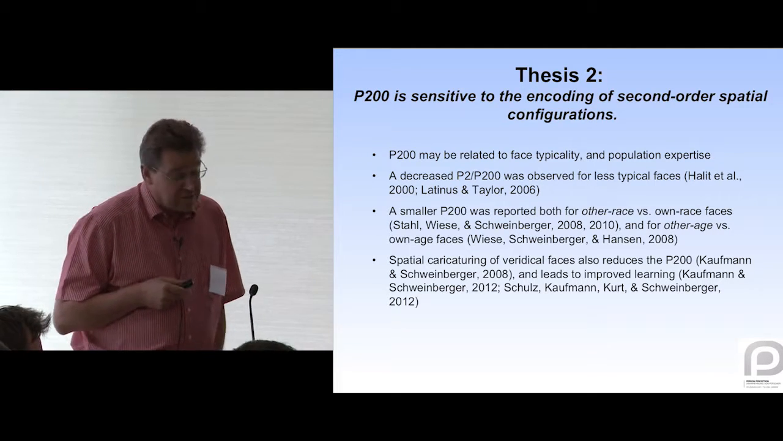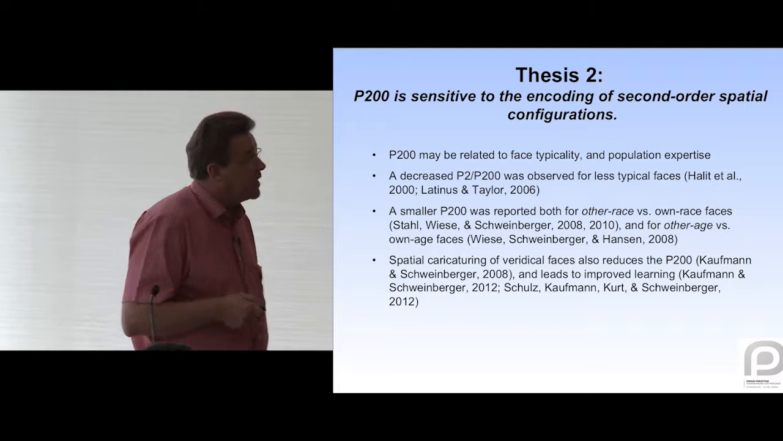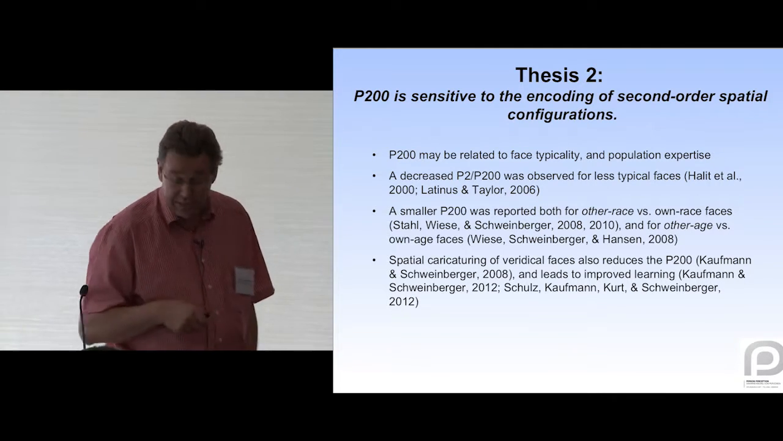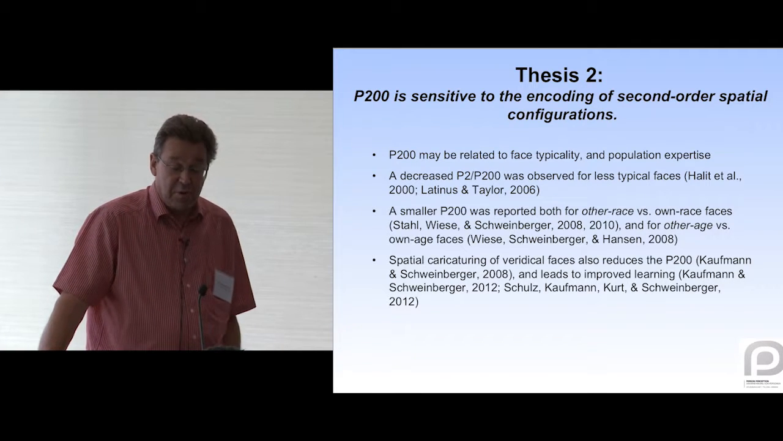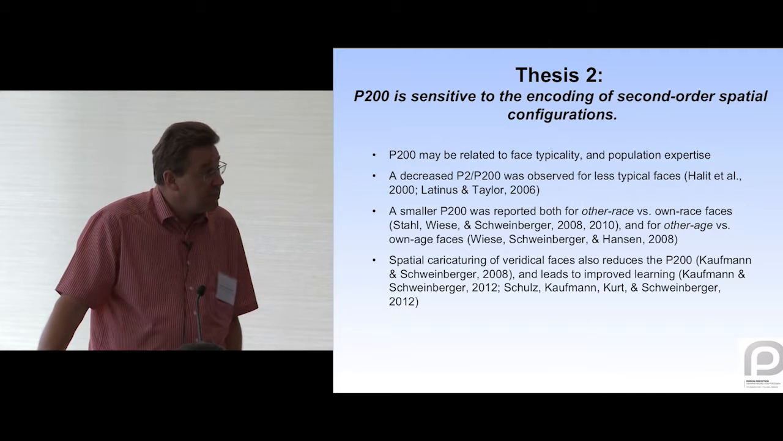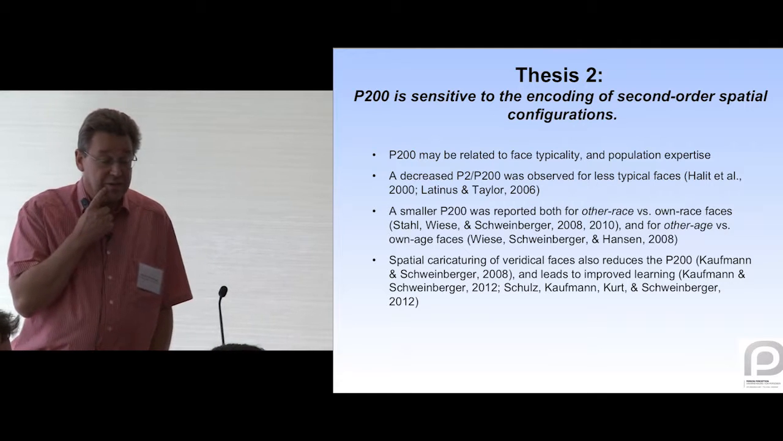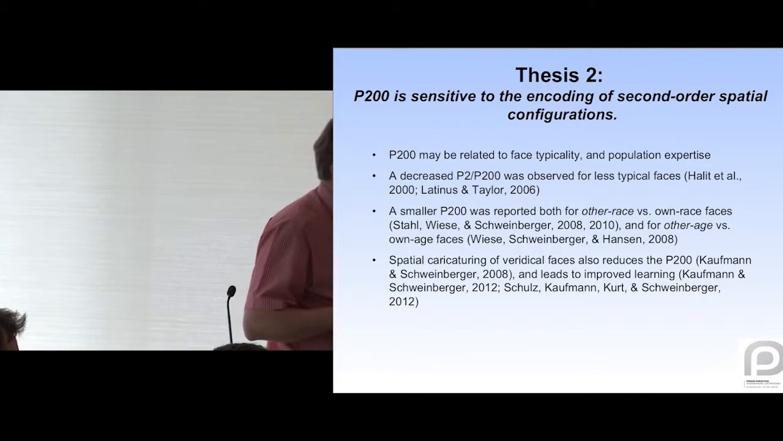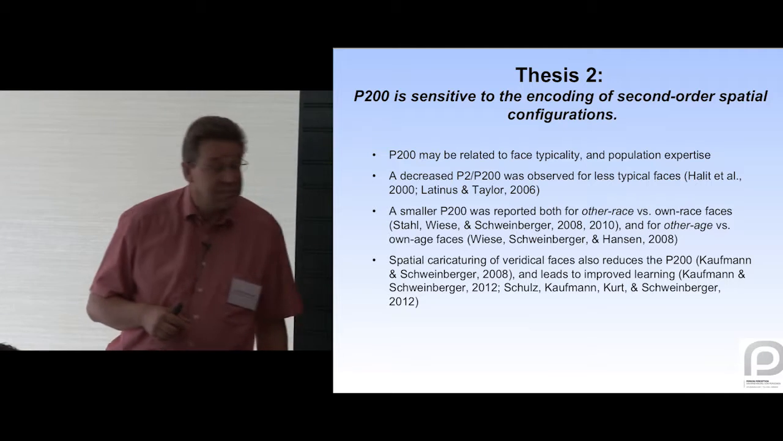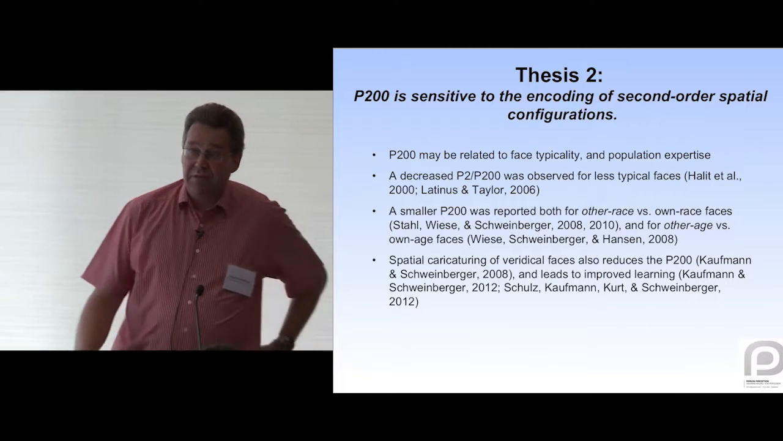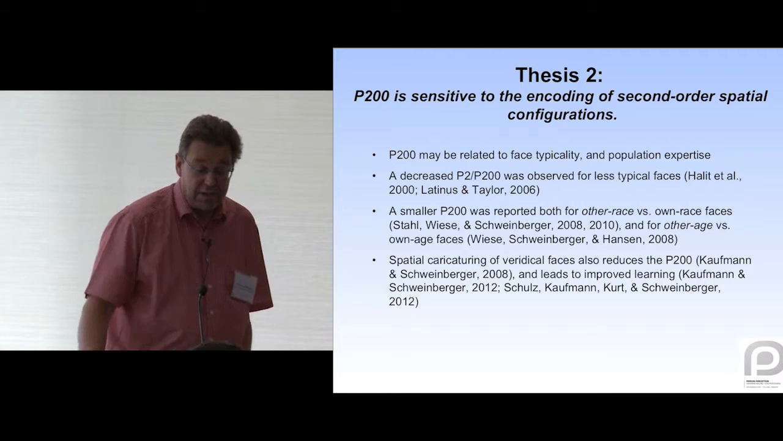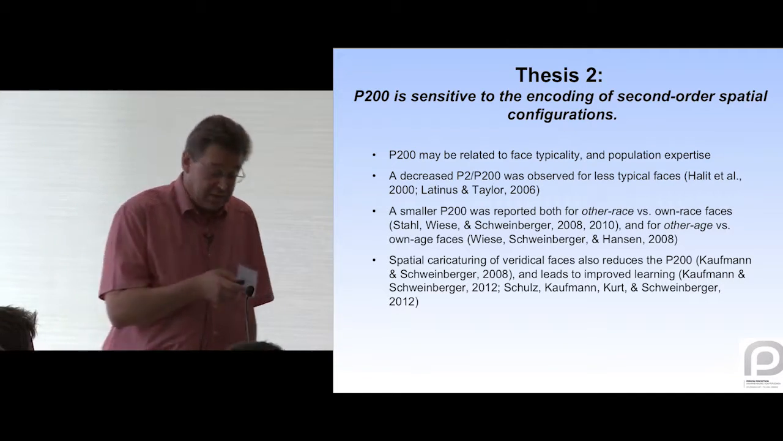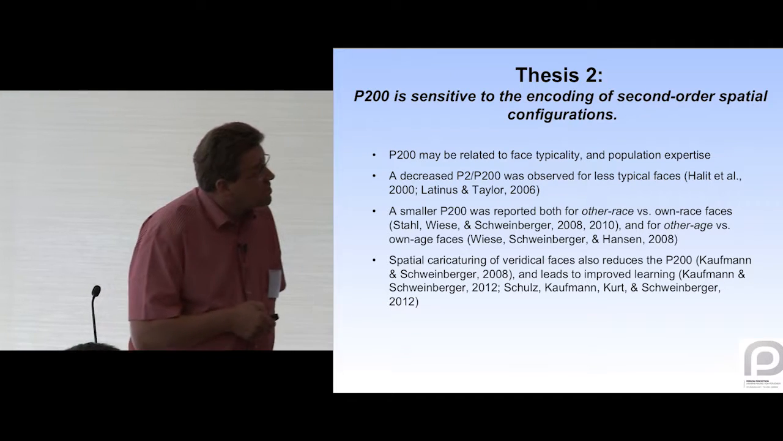Now, the P200 has actually been related to the typicality of a face in a couple of earlier studies. And it has also been related to the population expertise an observer has with a group of faces. And I'm showing you a little bit of evidence on this. But the most important data for my thesis here comes from a number of recent experiments that looked at the effects of spatial caricaturing on the P200. And I'll show you some of the data here.